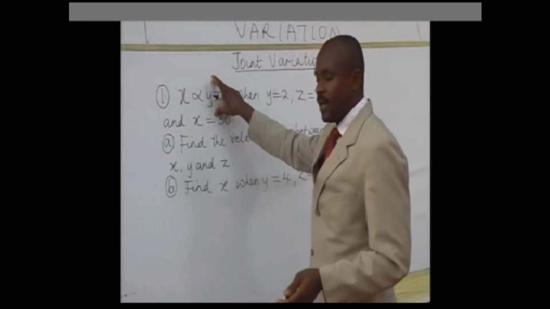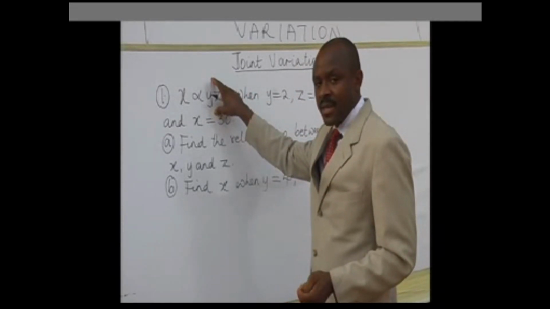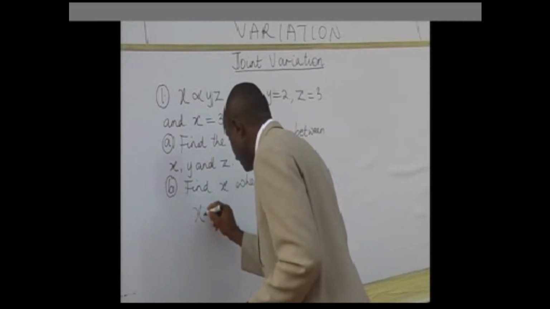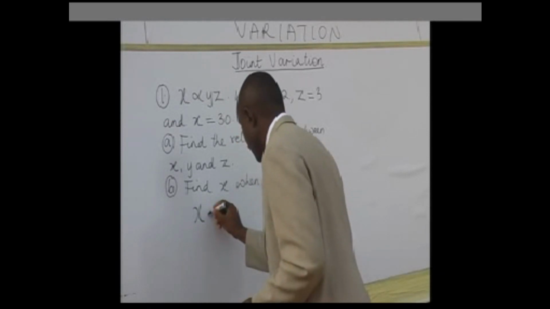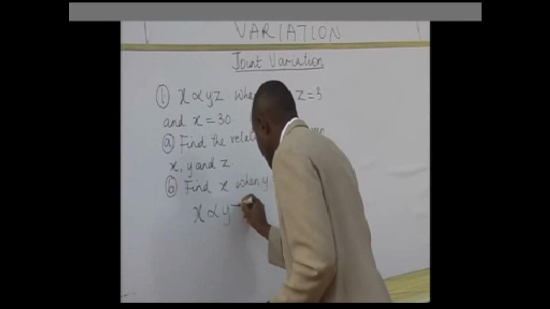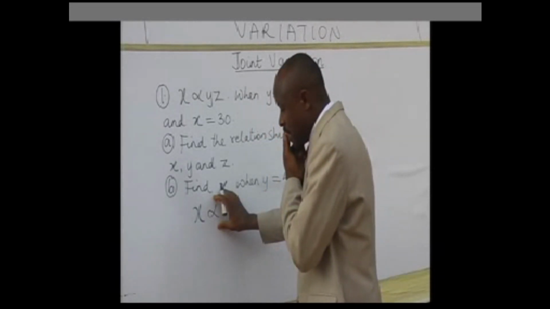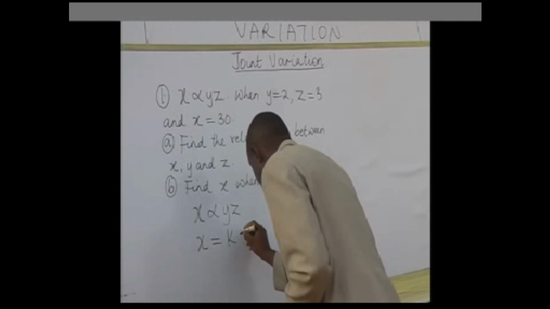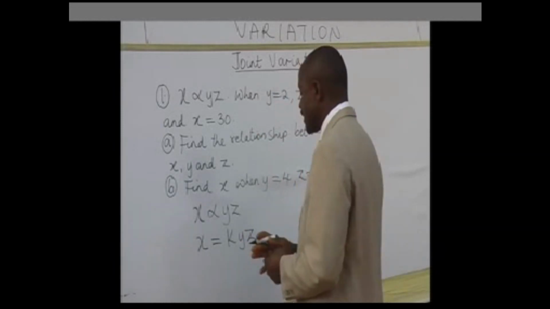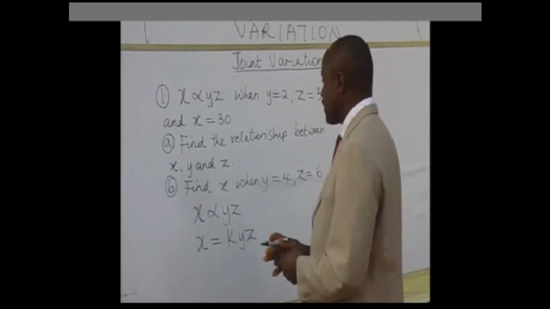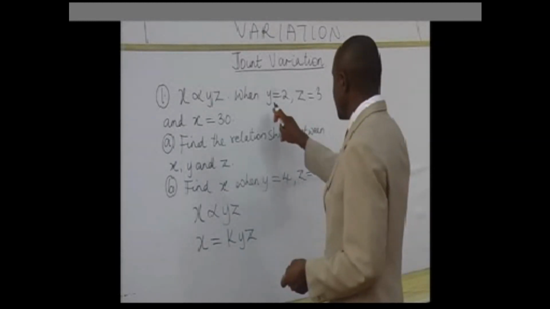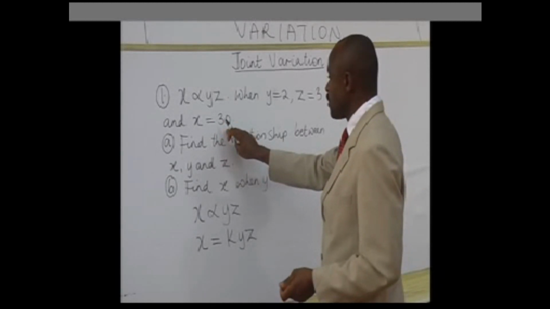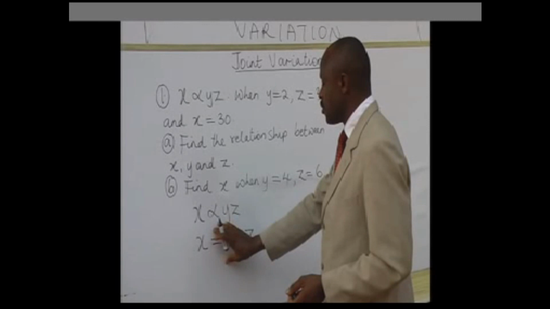This is the representation of a joint variation as I showed you when I was introducing the topic. Bring it down. We have x is jointly varying with y and z. If you remove the sign of variation and replace it with that of equation, you introduce a constant. You now have x is equal to kyz. Now in the information they say that y is 2, z is 3, and x is 30. You are going to substitute all these values inside the equation so as to find the value of k.